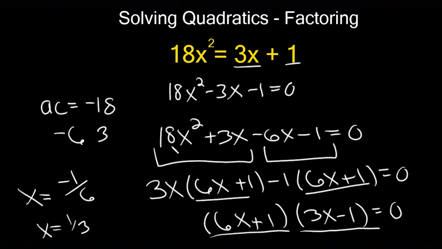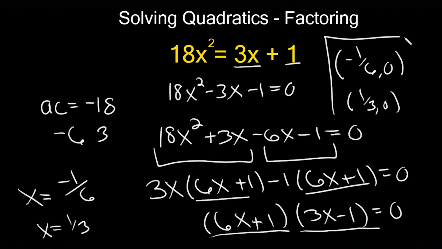And then finally, we can write it as a point. So I'm going to say here negative 1/6, and then comma 0. And then I can say 1/3, comma 0. There it is. Those are my zeros, right? And so that is it. That is how you can solve a quadratic by factoring.